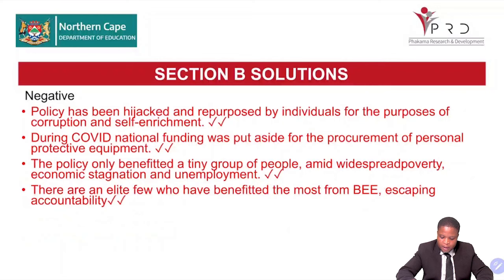I mean, widespread poverty, economic stagnation, and unemployment. So it only benefited a few people, and that resulted in poverty still being there and economic stagnation and unemployment being high. There are an elite few who have benefited the most from the BEE, escaping accountability. So there's only few people who have benefited from this BEE. So those are the negative impact of when you evaluate, you can say it is not successful because of all these 4 points that we have mentioned.